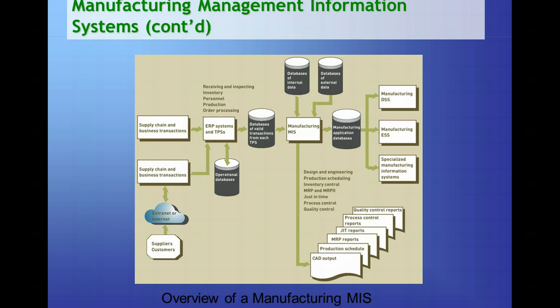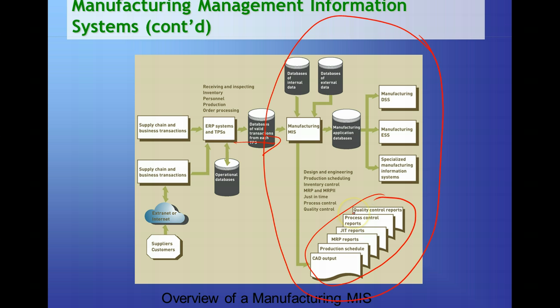So once again, let us look at an overview of a manufacturing MIS, which is this whole portion over here. In a manufacturing MIS, again, we take data from the ERP and the TPS operational level, and then it will do design and engineering, production scheduling, inventory control, materials requirements planning, just in time, process control and quality control, and output the needed reports to monitor, evaluate and review each of these.